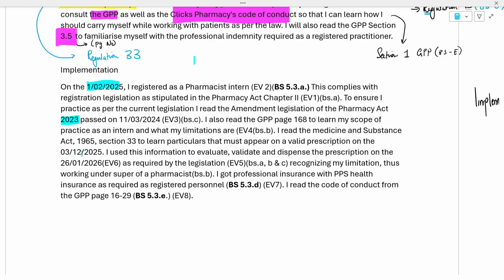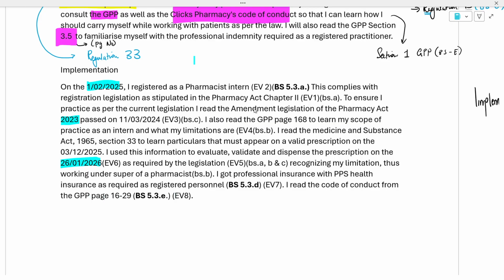on the 3rd of December 2025. I used this information to evaluate, validate, and dispense a prescription on the 26th of January 2026 as required by legislation. I recognized my limitation, thus worked as a pharmacist. I got professional insurance with VPS as required by registered personnel. I read the code of conduct in the GPP. Okay.